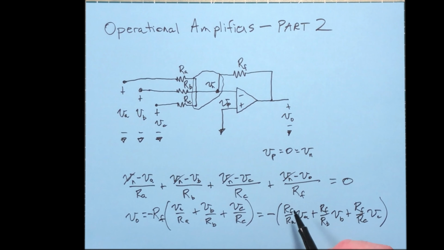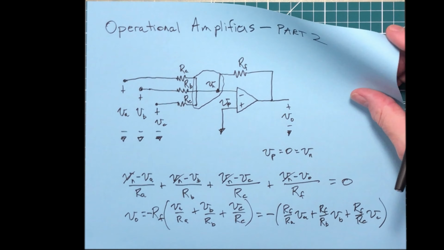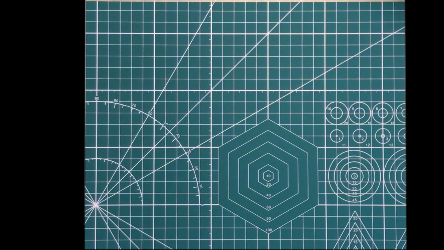Now, if you set R sub F equal to R sub A, and all of these resistances equal to each other, then it's just a straight sum. Okay, so you can see that. Let's actually do an example then.